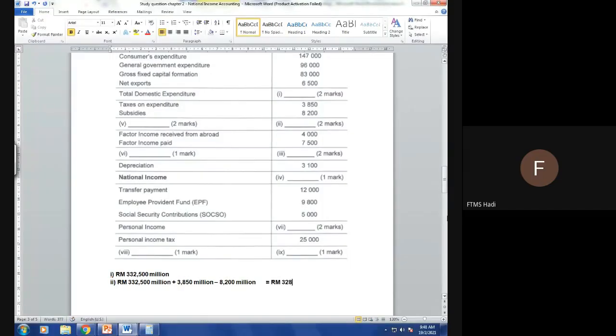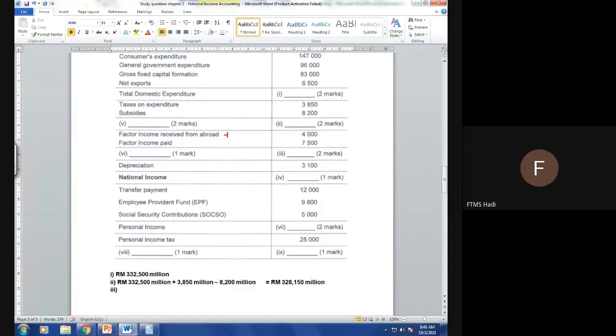Okay. The third one is... oh, this one is number 5. Okay, never mind. Okay, so number 3, this one. Factor income received from abroad. Receive means plus, income paid means minus.